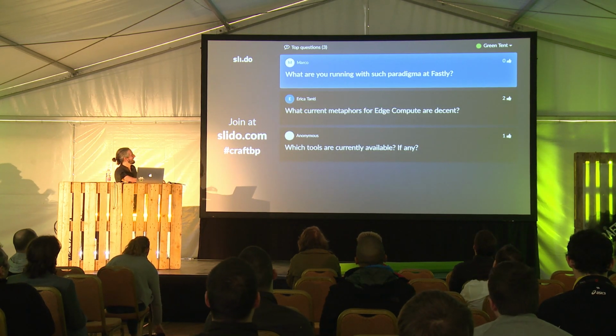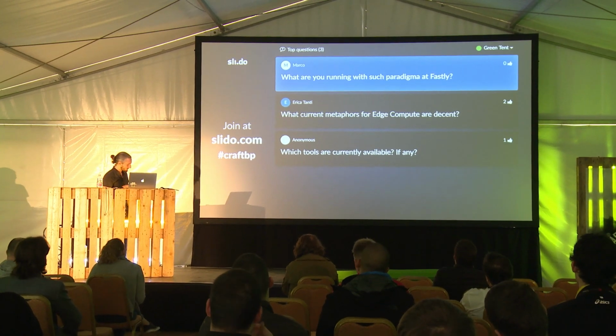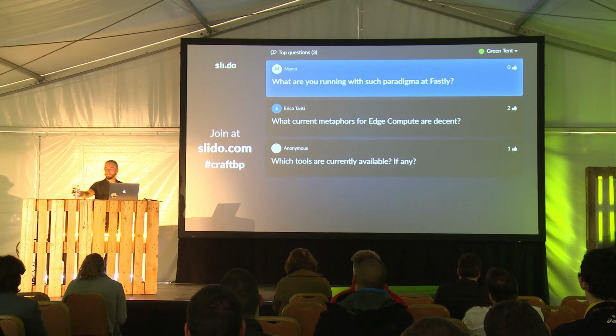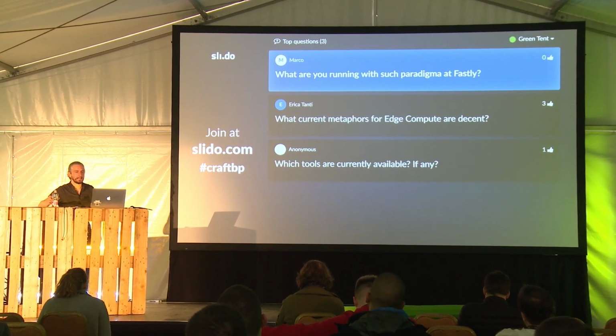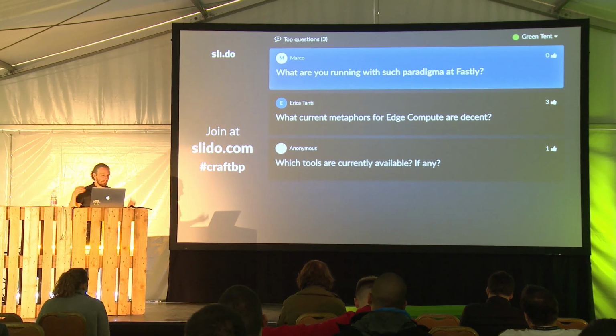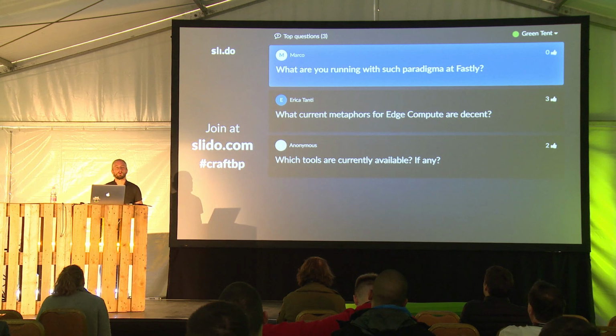What are you running with such paradigms at Fastly? This is a great question. CDNs at their core are, in fact, in many ways a coordination-free distributed system. They are, in fact, a primitive form of edge compute.